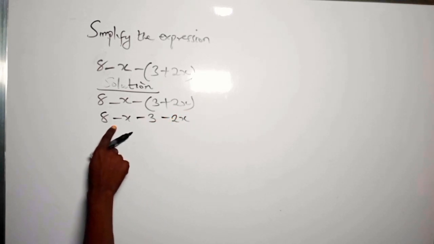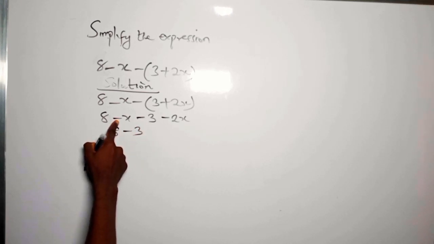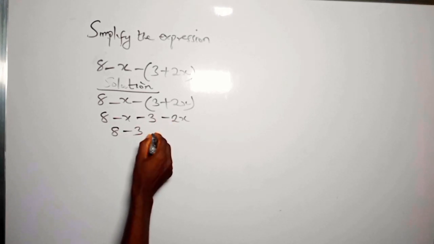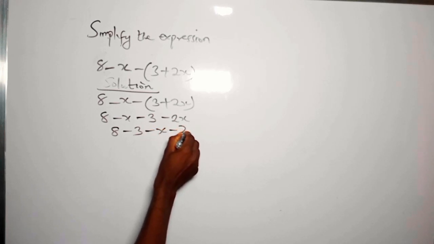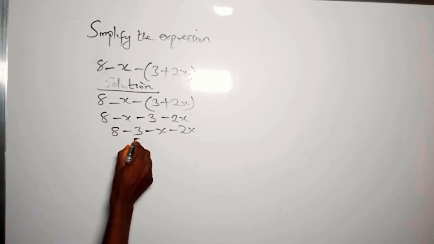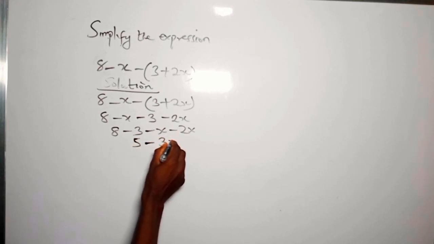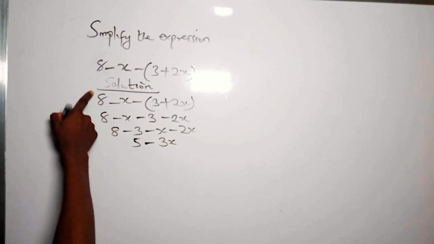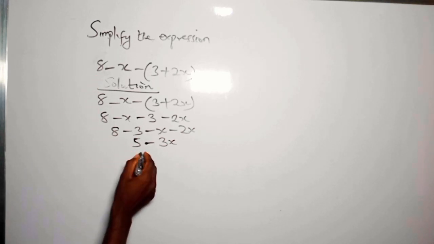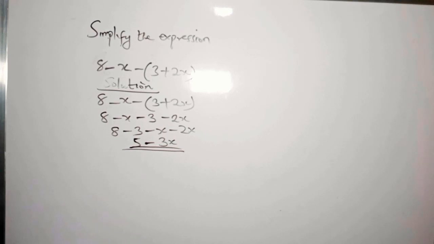From here we can collect the like terms. So we have here 8 minus 3. Here we have minus 1x minus 2x, so we have minus x minus 2x. So we collect the like terms. 8 minus 3 is 5. For minus x minus 2x, we have this to be minus 3x. So as a result of simplifying this, we have 5 minus 3x as a result.